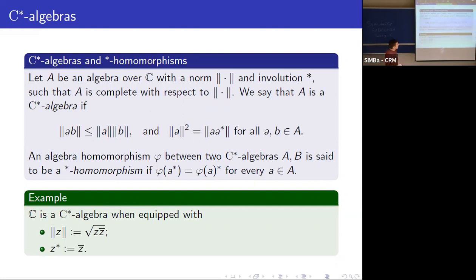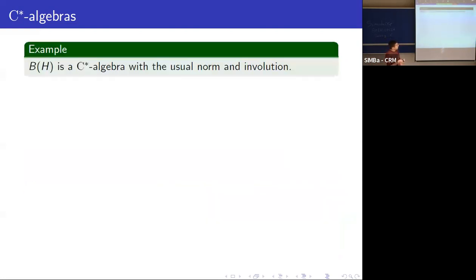More generally, if you know what bounded and compact operators are, you can show that the algebra of bounded operators over any vector space is a C-star algebra with the usual norm and involution. The same thing can be said about compact operators. So it's not just C, it's bounded operators and compact operators.